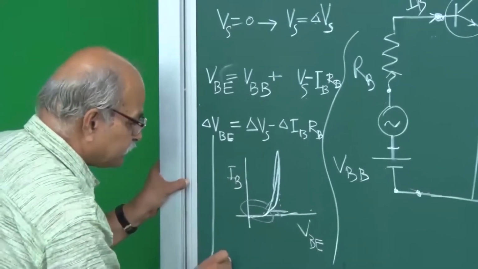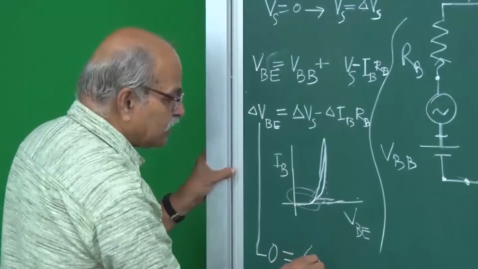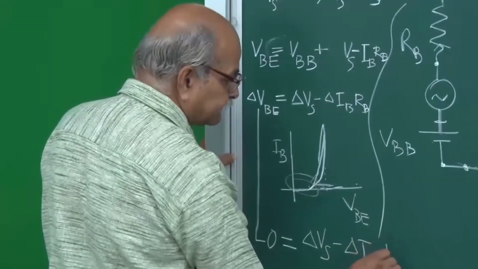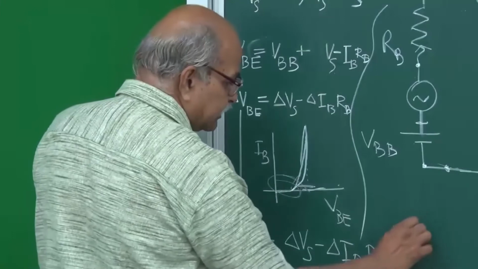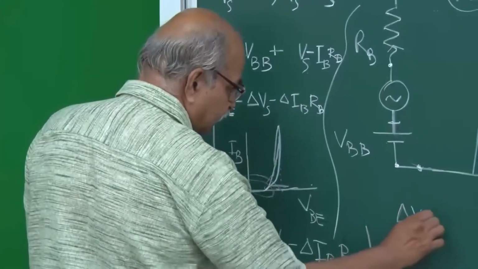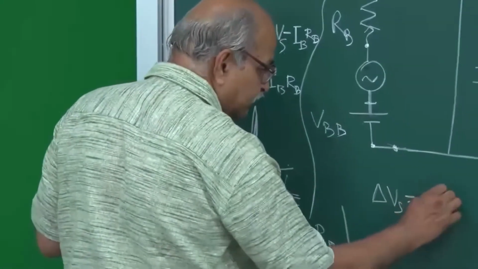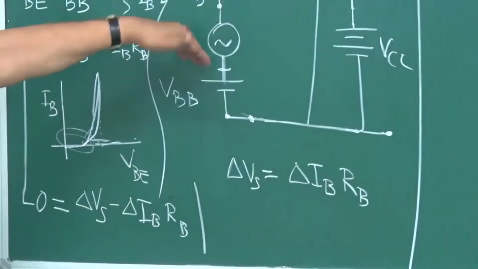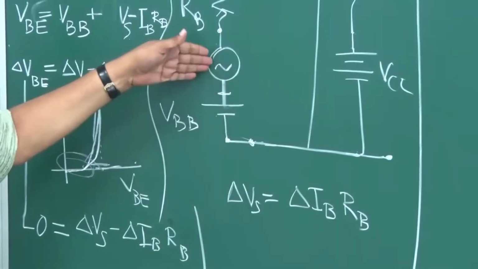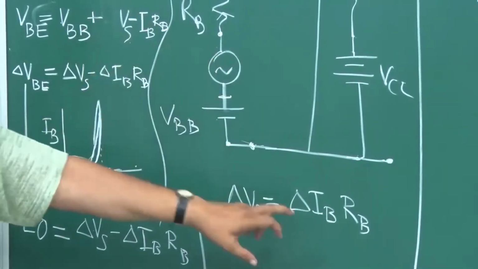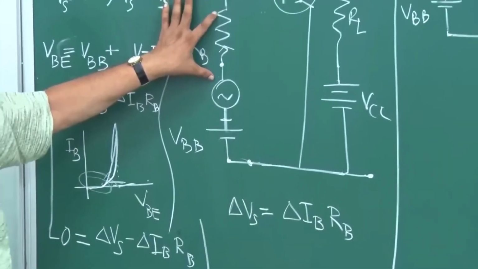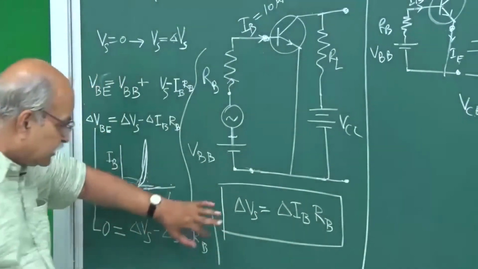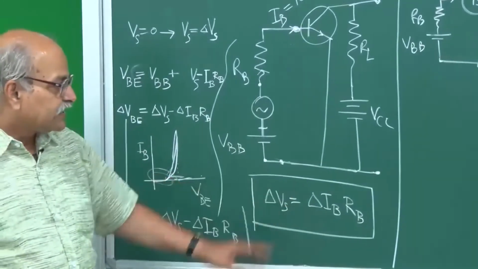And the same thing you can write from here also. If you take this as very small and write it as 0, then you have 0 equal to delta Vs minus delta IB and RB. So delta Vs is equal to delta IB into RB. So whatever voltage change in the biasing is brought about by this signal, that is compensated by the increased or decreased voltage drop here. So you have this equation. The variation in signal in time delta t can be written like this.